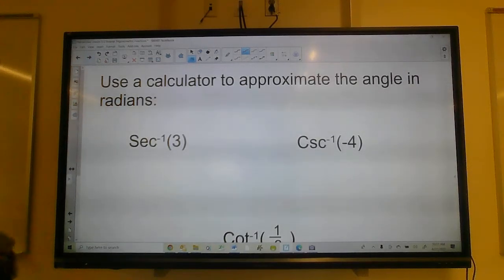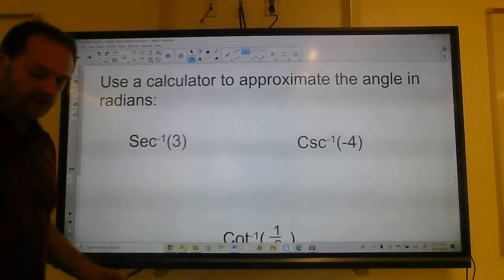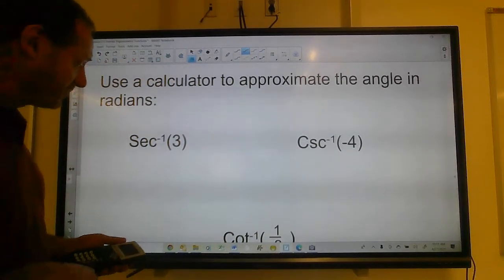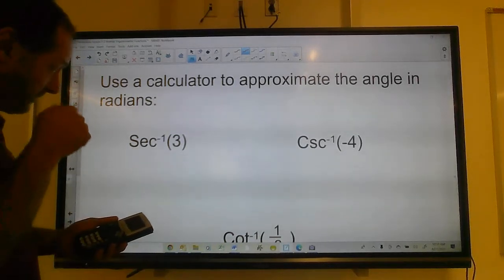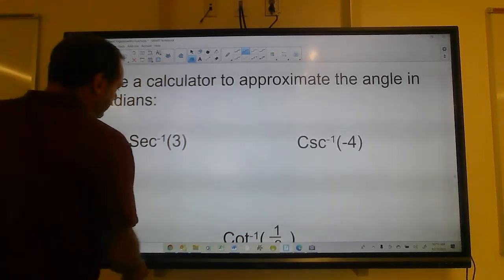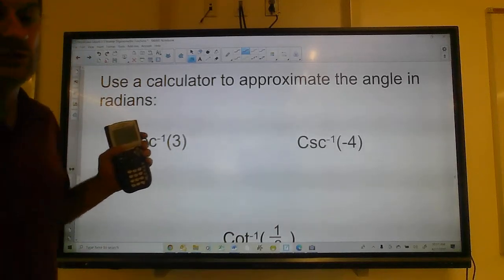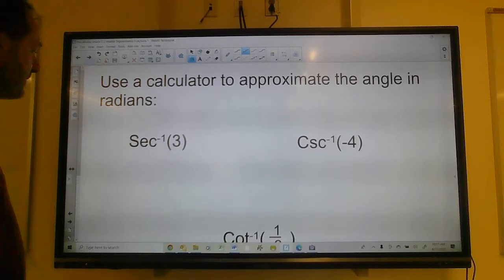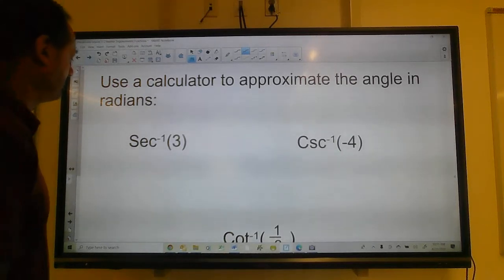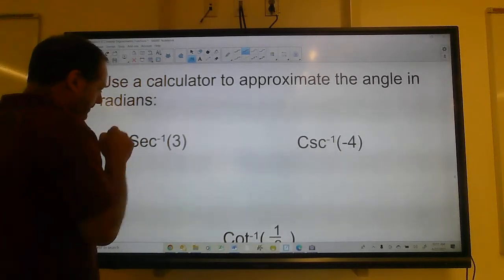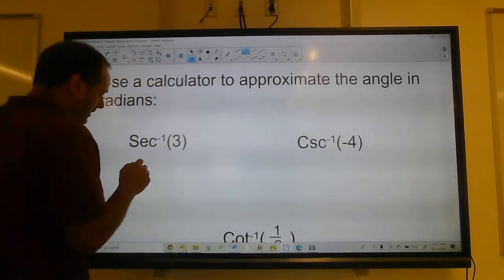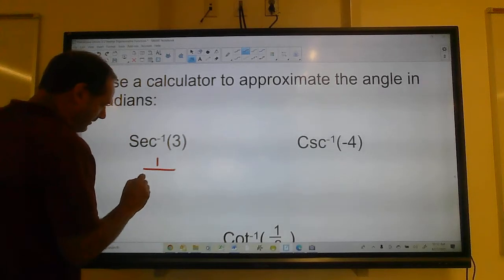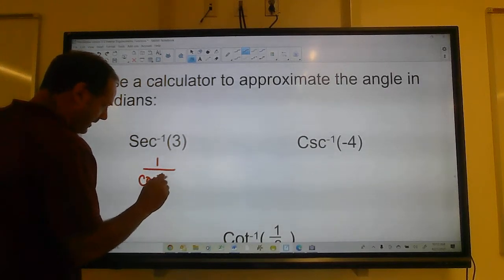Okay, use a calculator to approximate the angle in radians. All right, so this is pretty simple. You're just going to make sure your calculator's in radians, right? Now, arc cosecant. A lot of calculators do not have arc cosecant. So what do I do? Well, let's think about this.